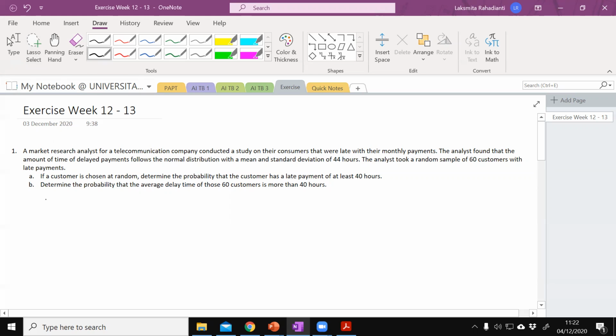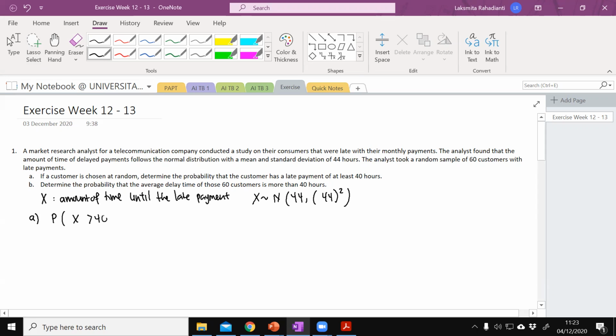Here we have the information of X, the amount of time until the late payment. We know that this follows a normal distribution with mean 44 and variance 44 squared. For number A, what is being asked is: what is the probability that any random customer has a late payment of at least 40 hours?